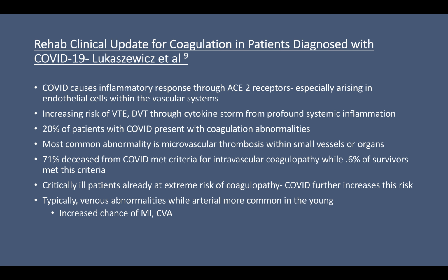Critically ill patients are already at an extreme risk of coagulopathy, just being sedentary, not being able to perform active muscular contractions. COVID is further increasing the risk and further increasing mortality rate in individuals. So typically, these clots are occurring on the venous side of things, while it is more common in the arterial side in the young. I think we've all seen some of the studies where young individuals have the increased chance of MI and CVA from COVID, and that's where this is coming from, coagulopathy in the arterial side, causing both the heart attacks and strokes in these individuals.